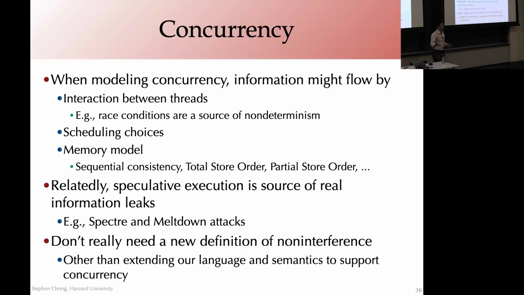Interestingly, we don't actually need a new definition of non-interference. This idea that the low observable thing should only depend on low observable inputs is kind of the same. It's just that our computational model might need to account for a more realistic notion of how the machine executes and how information might flow between various entities.